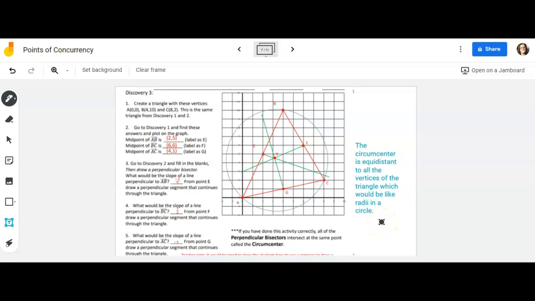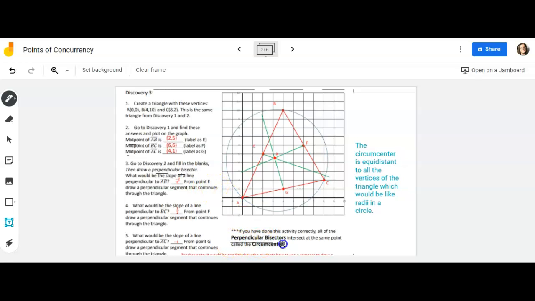Then the last thing we did before break was Discovery 3. We took our information from Discovery 1 and Discovery 2. We took the midpoints and all of those perpendicular segments that we found, all those slopes that were negative reciprocals. We combined that piece of information and ended up drawing perpendicular bisectors.